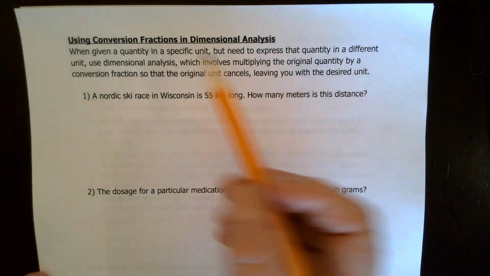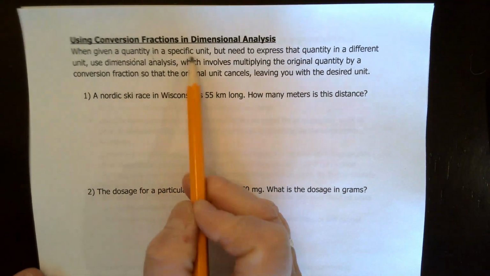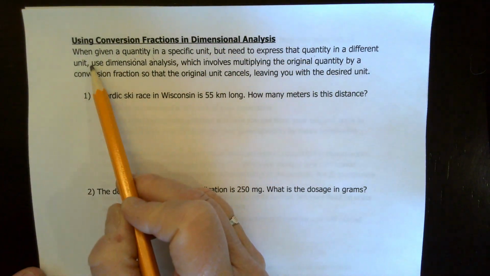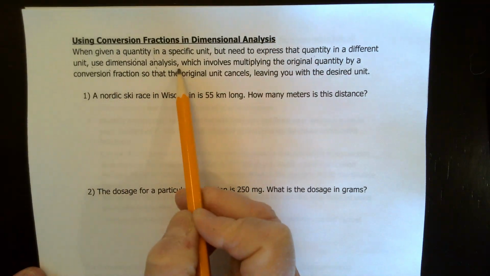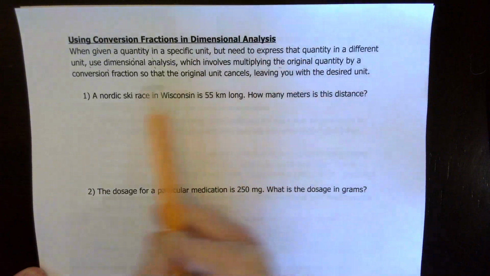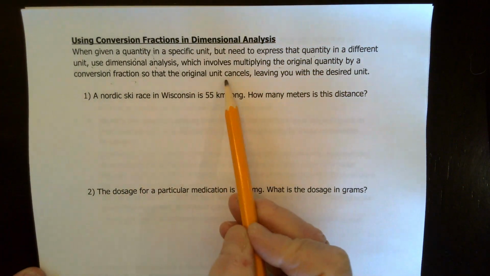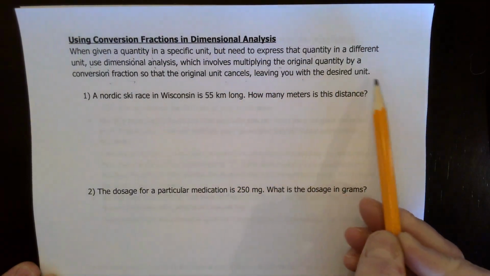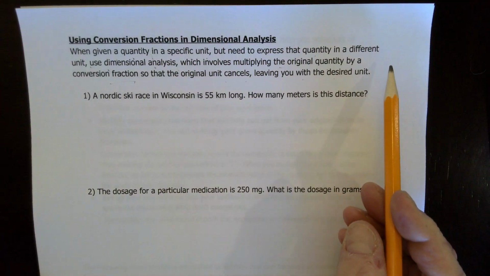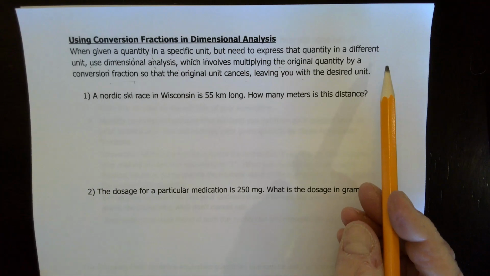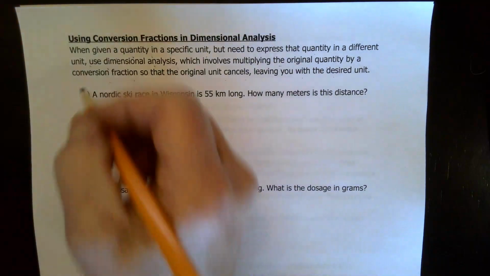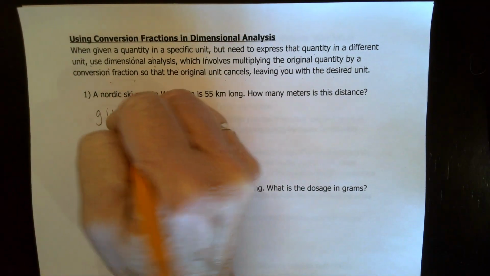So what is this and when do we use it? When you are given a quantity in a specific unit, but you need to express that quantity in a different unit, you will use dimensional analysis, which involves multiplying the original quantity by a conversion fraction so that the original unit cancels out, leaving you with the desired unit. And the end goal of dimensional analysis is it sets up a way for you to communicate how you got to the converted answer.